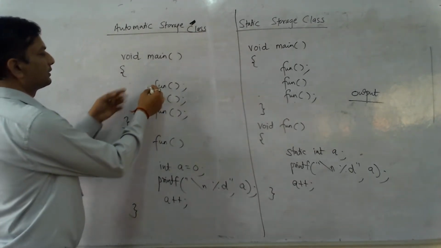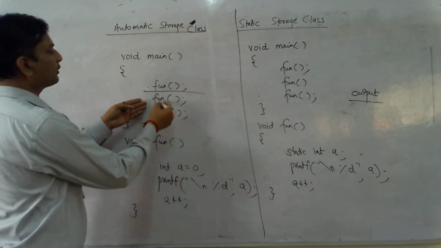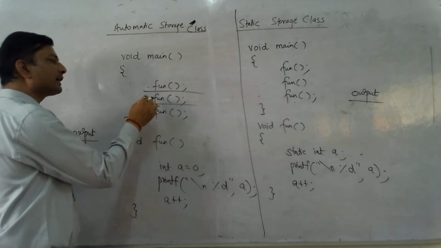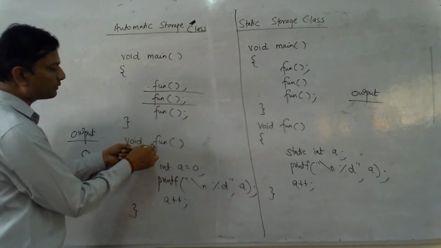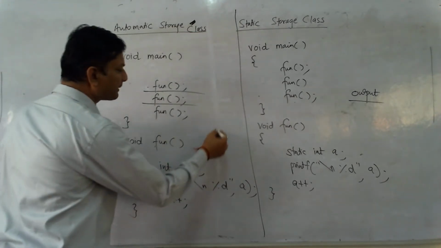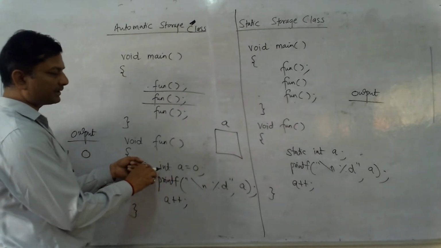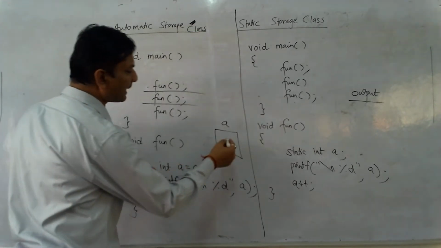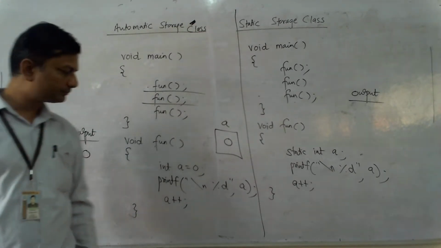Now, in the main function, the first line is completed. Now the control jumps to the second line. In the second line also, we have called the same function fun. So again, the control will jump to fun. Again, in the first line, variable a will be created in memory. It will occupy 2 bytes because its data type is int, and its initial value will be 0 because I have mentioned 0 in the code.